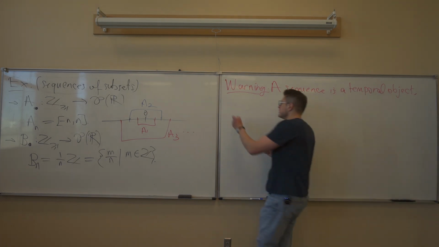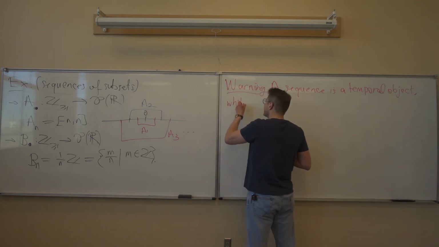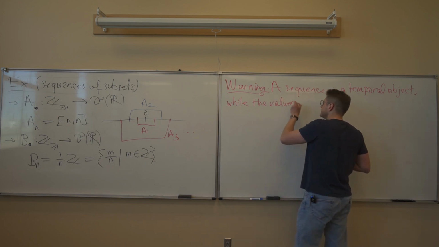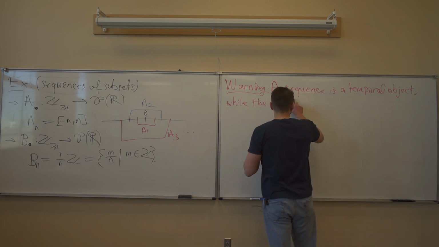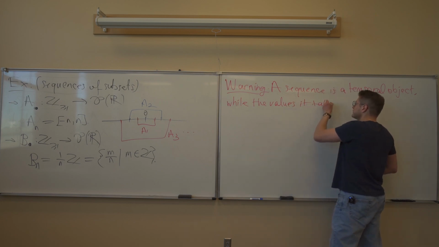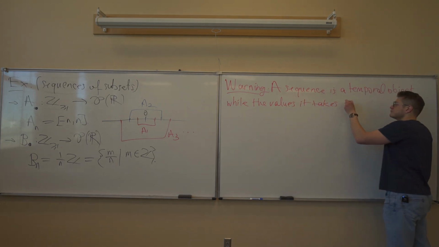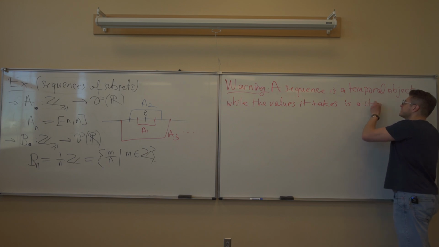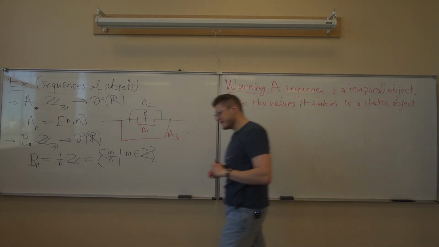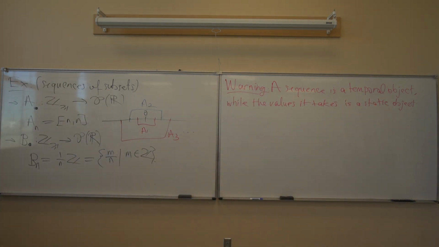While the values it takes is a static object. So the sequence is the function. The values it takes is the image of the function.